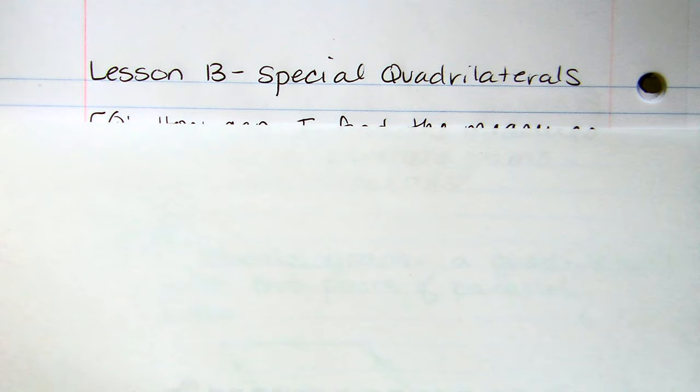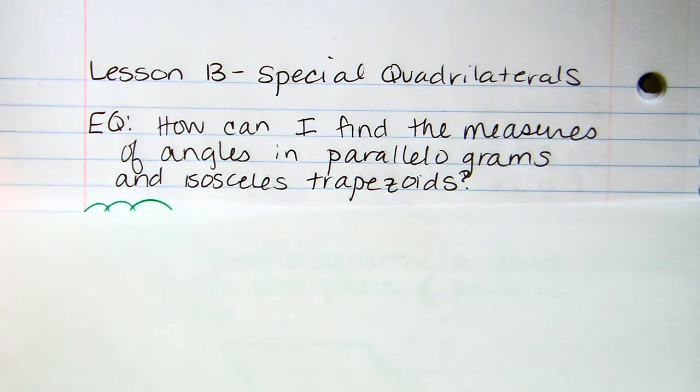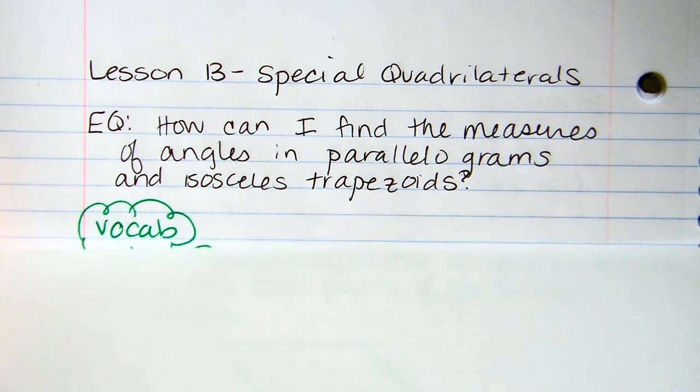Our essential question for this lesson is, how can I find the measures of angles in parallelograms and isosceles trapezoids? Now, in order for us to be able to find the measures of angles of parallelograms and of isosceles trapezoids, we have a couple of vocabulary words that will be really critical.